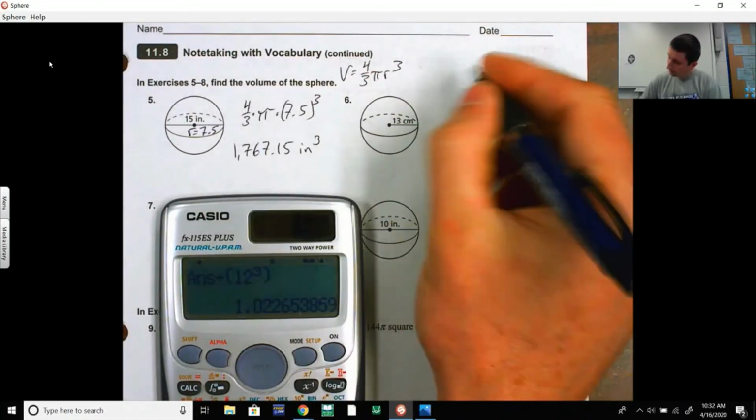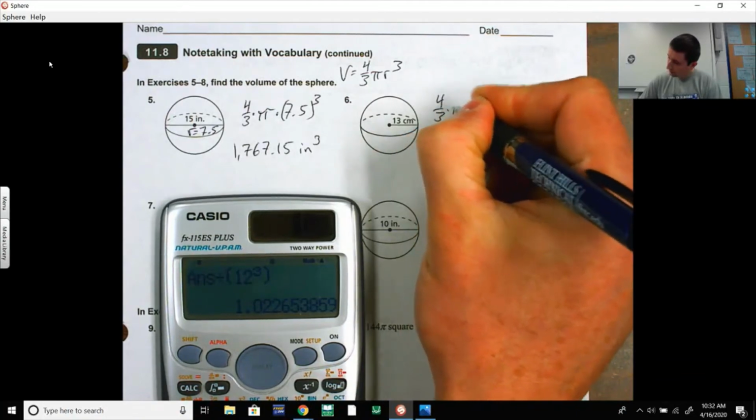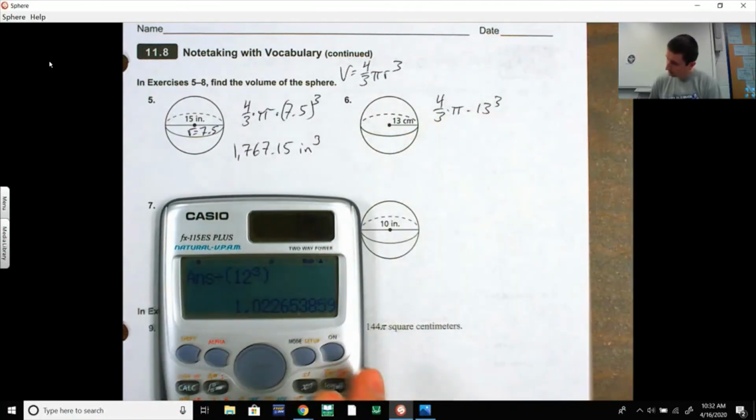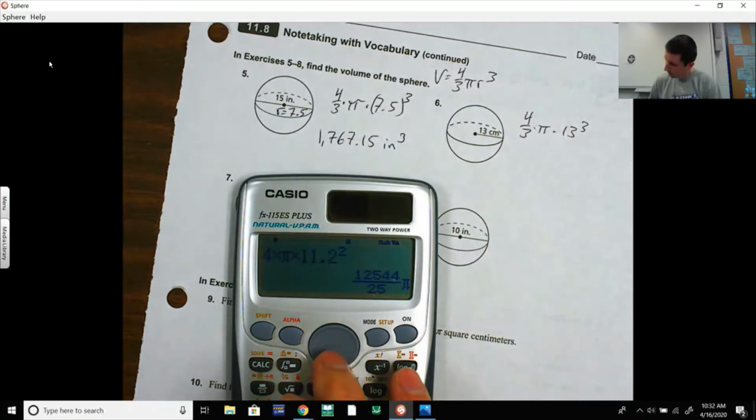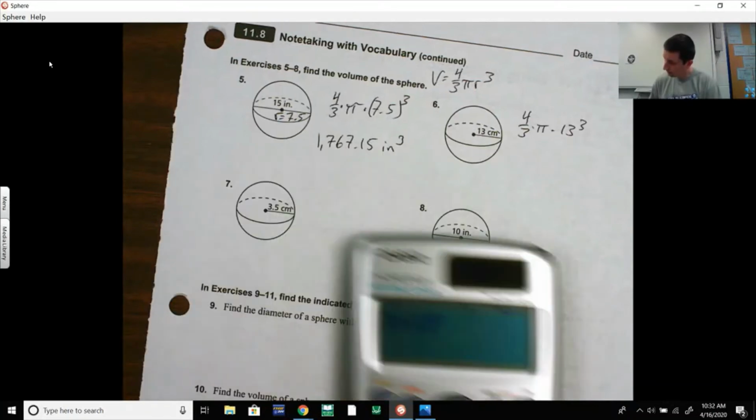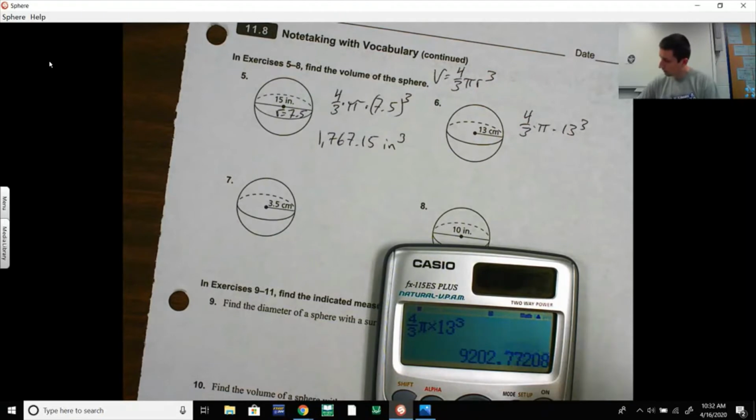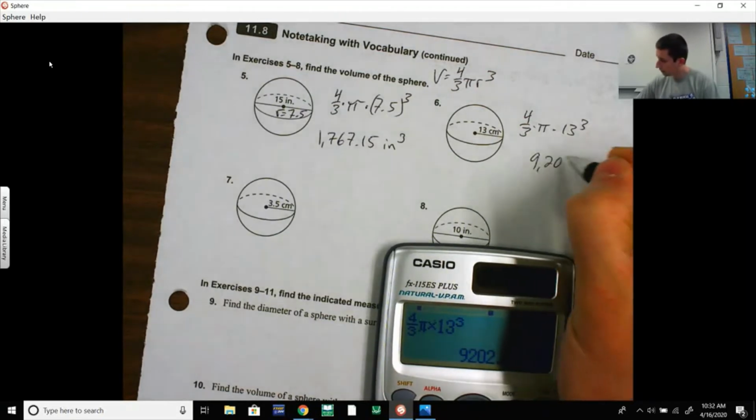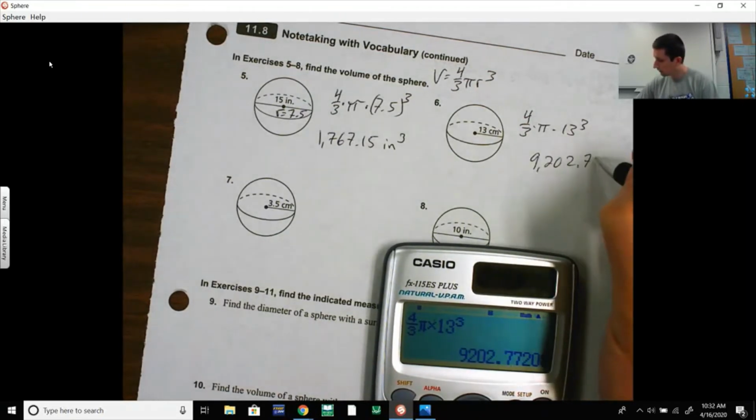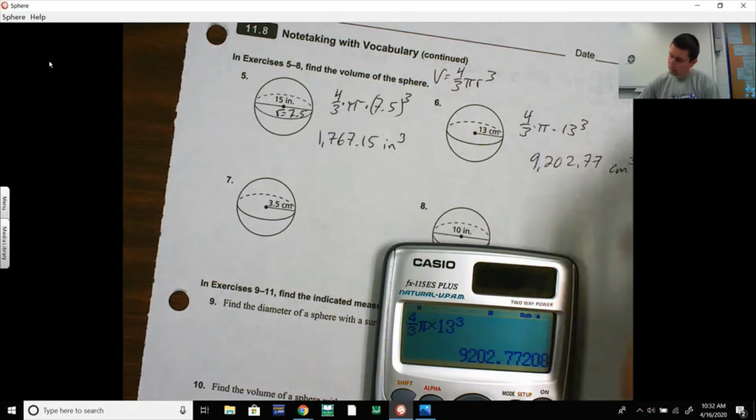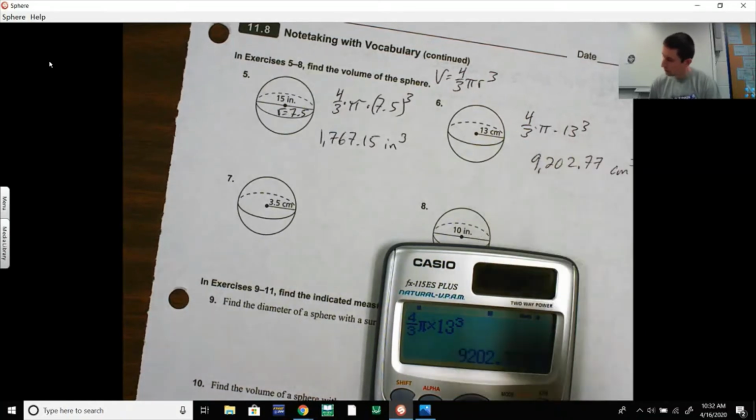So here's our radius is 13, so 4/3 times pi times 13 cubed. So we need to change that to a 13. So 4/3 times pi times 13 cubed, and we get 9,202.77 cubic centimeters. Well, okay, how many cubic meters would that be?